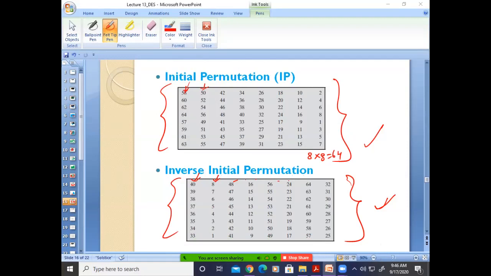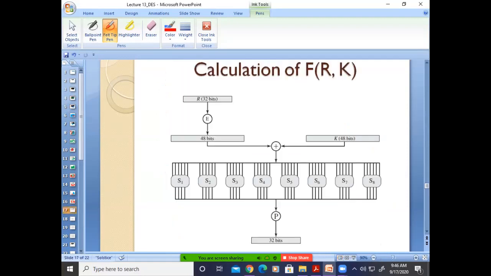Yes, sir. Right. Now see what is the functionality of the round. So 32 bits expansion, then XOR operation, then SBoxes. Now I will explain what this SBox is doing. See carefully.